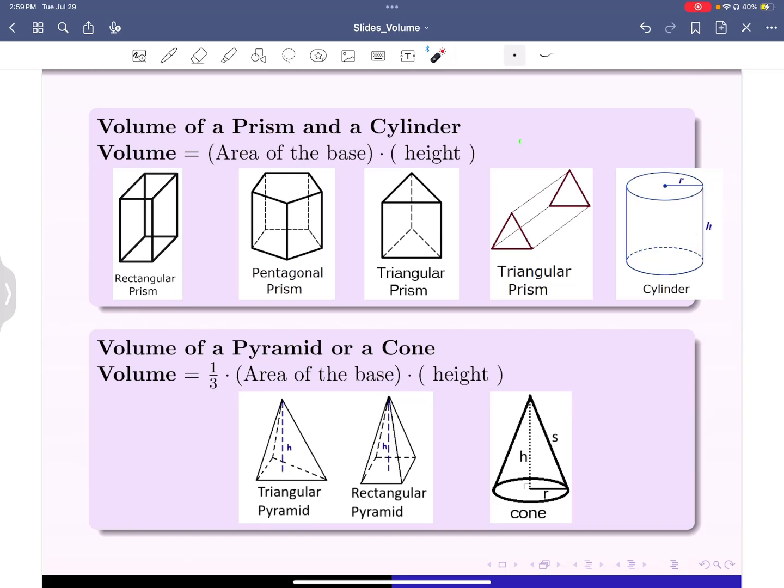And then the volume of a pyramid or a cone is 1/3 of the area of the base times height. So a triangular pyramid, because the base is a triangle, or a rectangular pyramid, because the base is a rectangle or square. And then we have the cone: 1/3 times area of the base times height.